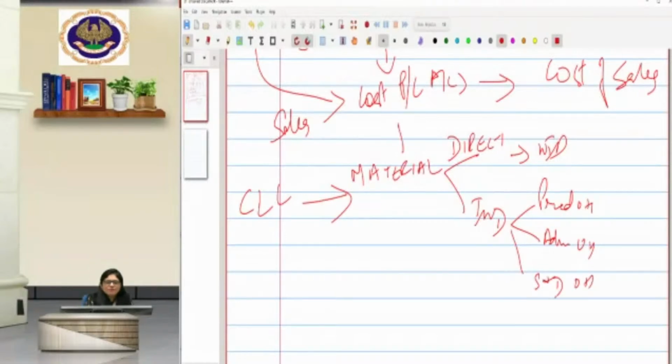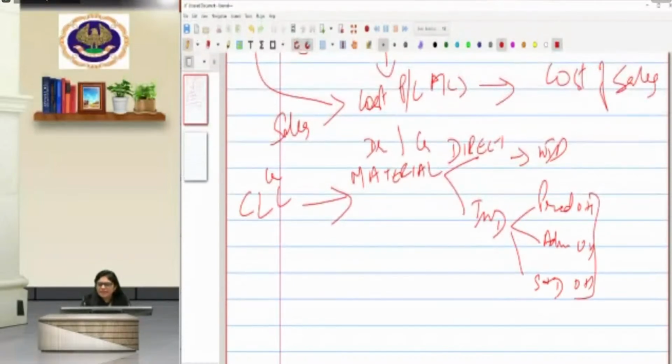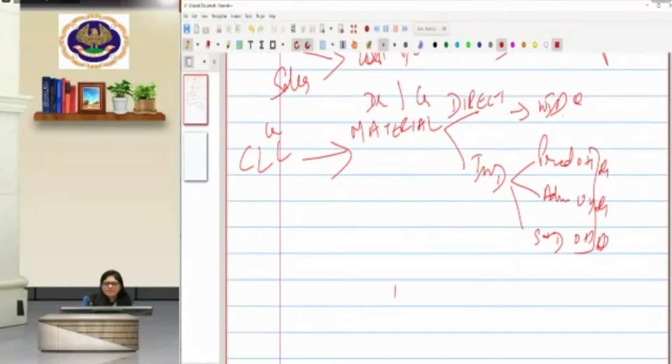So whenever we are incurring the material, we are purchasing the material, stores ledger will be debited and cost ledger will be credited. And when I'm transferring the direct material to WIP and indirect to overheads account, then we will credit the stores ledger and debit the respective accounts. All right. So this is the process for material.